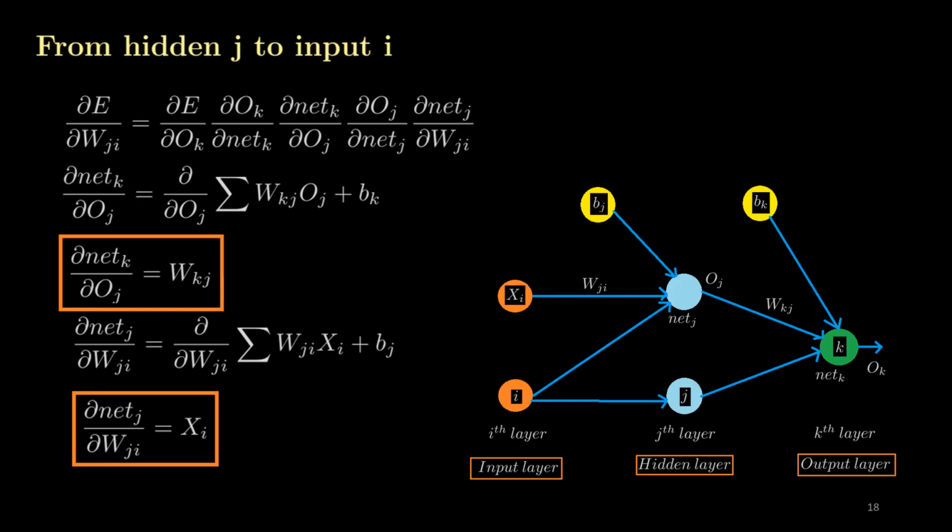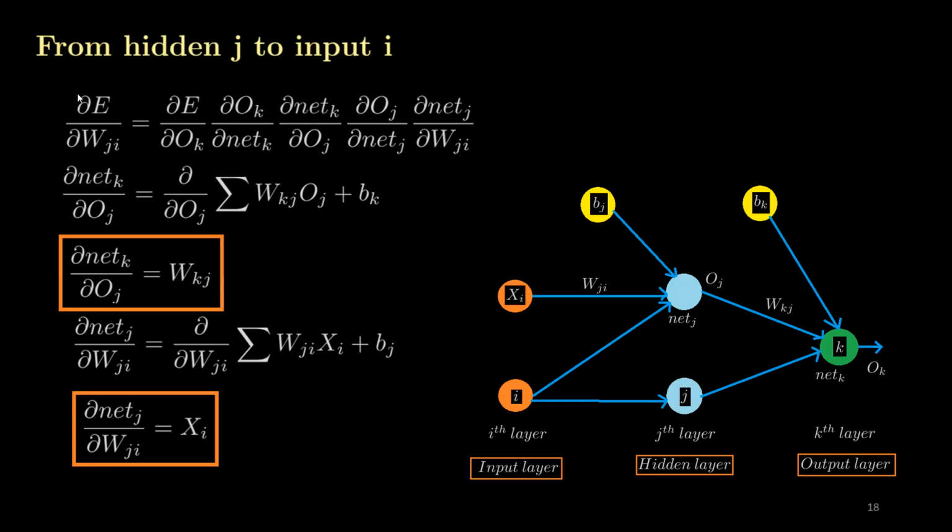If you remember, in the previous lecture, we moved from the output to the hidden layer and updated WKJ. In that update, we needed 3 steps: we started from the error, moved to Ok, then net k, and in the third step we reached the weight. But here, if we start from the error and have to reach WJI, the weight between the input layer and the hidden layer, we need 5 steps, as you can see here. So this is the equation of the rate of change of error with respect to WJI.